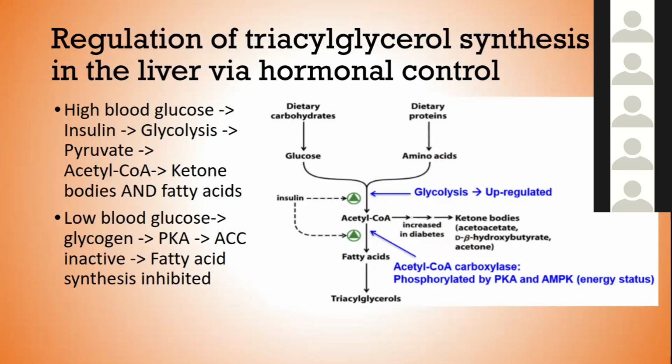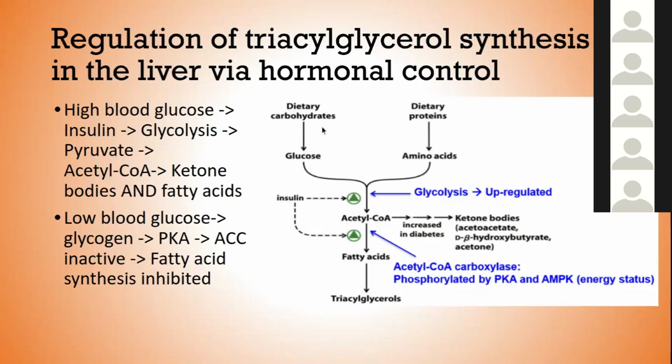Now, on the opposite side, where you have low blood glucose, this should say glucagon, right? So you're going to release the hormone glucagon. That's going to activate your PKA. That's going to make your ACC inactivated through phosphorylation, which means you won't be making any fatty acids. And there are different ways this can happen.